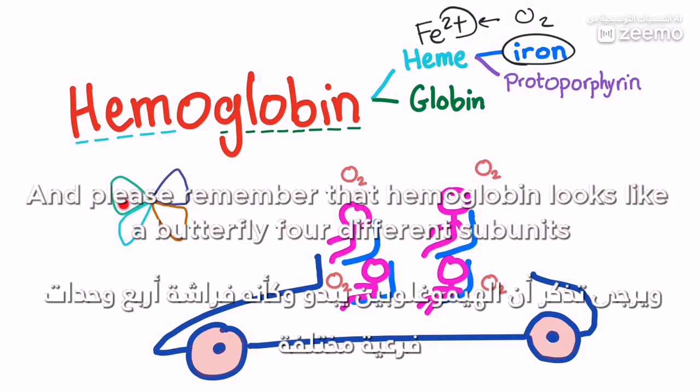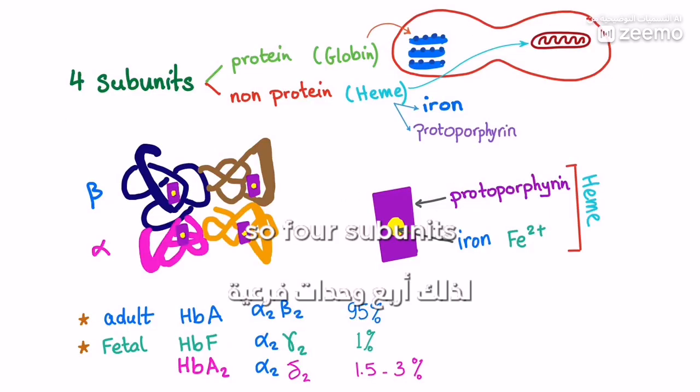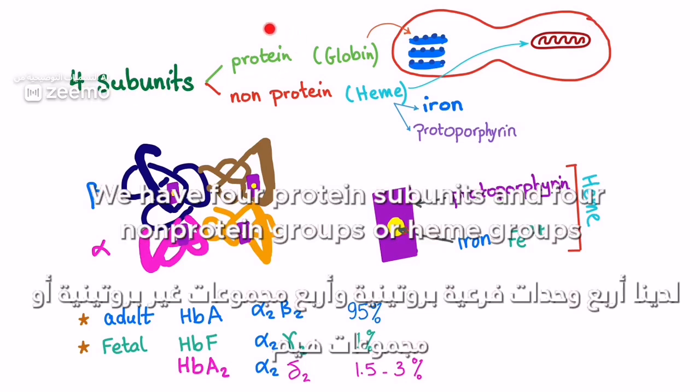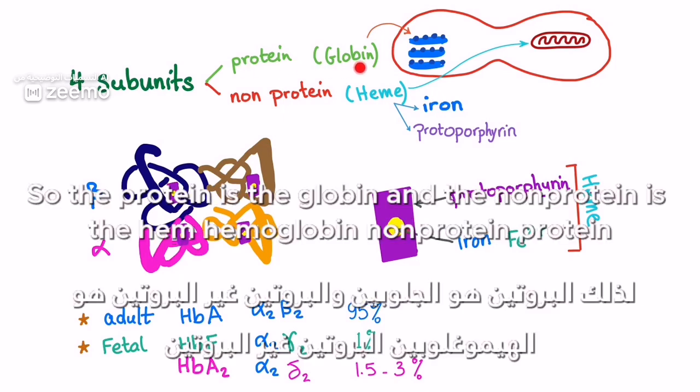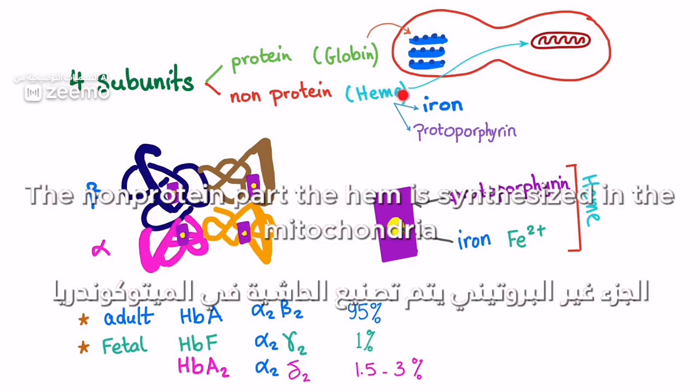As we have said before, Fe2 binds O2. And please remember that hemoglobin looks like a butterfly. 4 different subunits. So, 4 subunits. We have 4 protein subunits and 4 non-protein groups or heme groups. So, the protein is the globin and the non-protein is the heme.